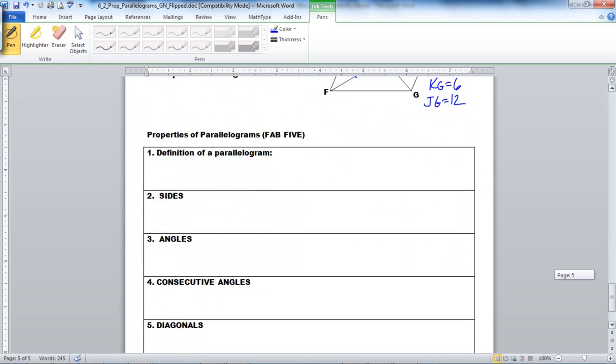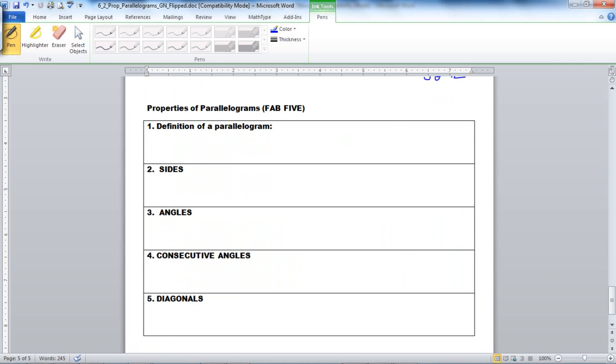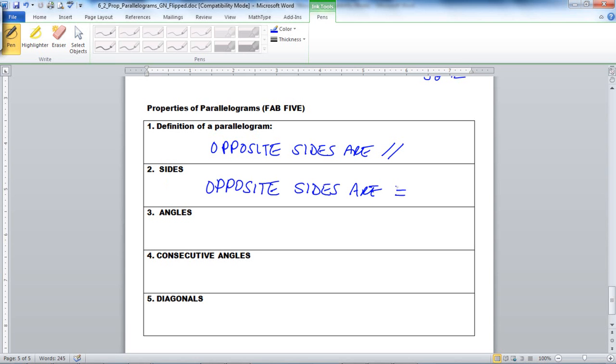So again, here are the 5 properties. I refer to them as the Fab 5. Definition of a parallelogram: the opposite sides are parallel. What else do we know about the opposite sides? The opposite sides are congruent. We'll use the nice congruent symbol for that.